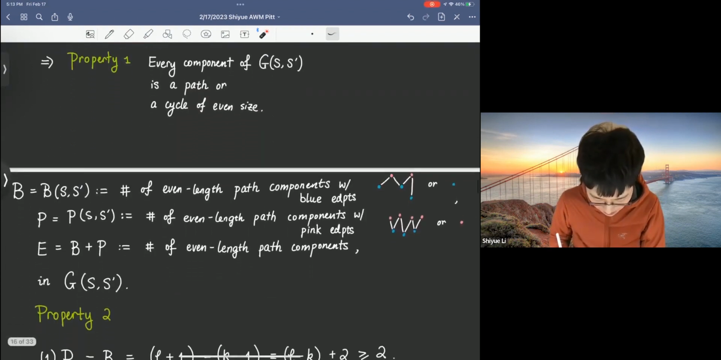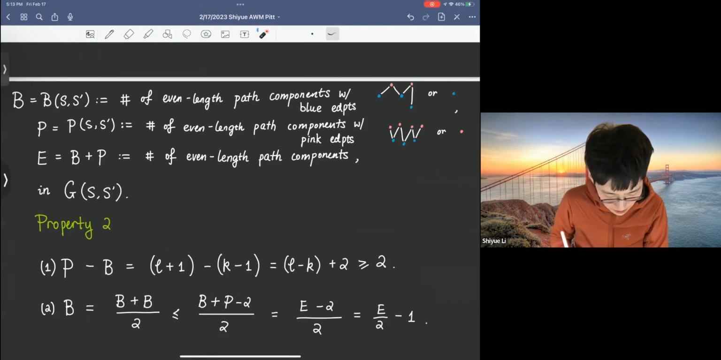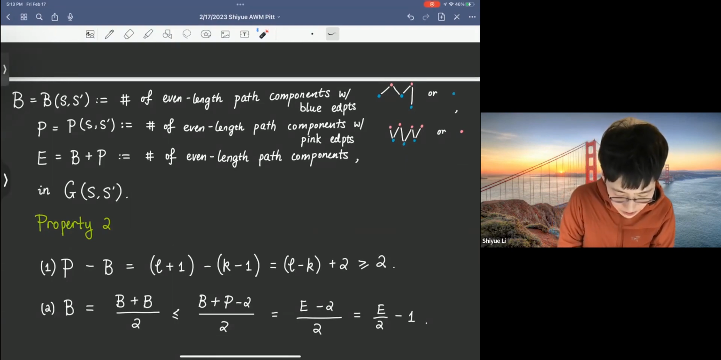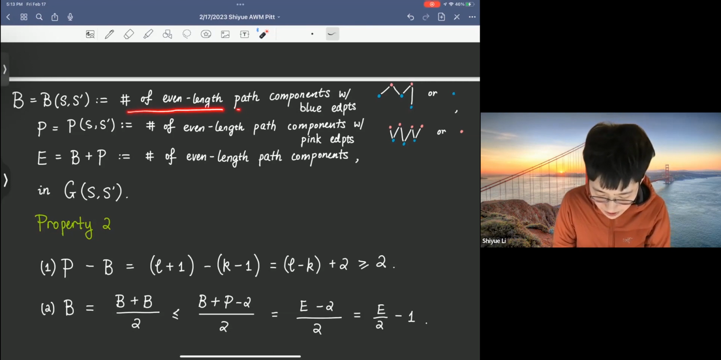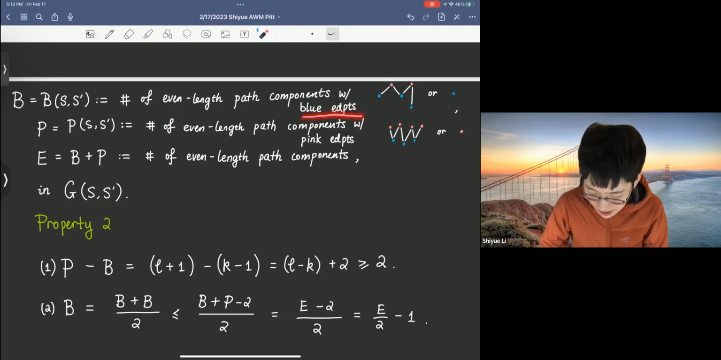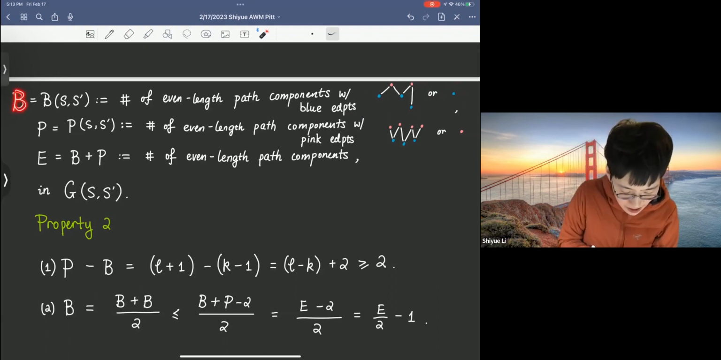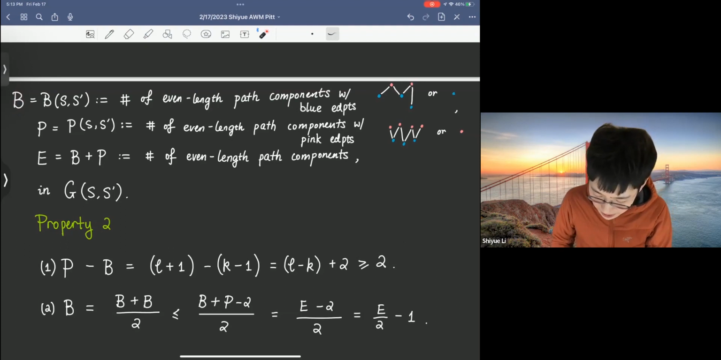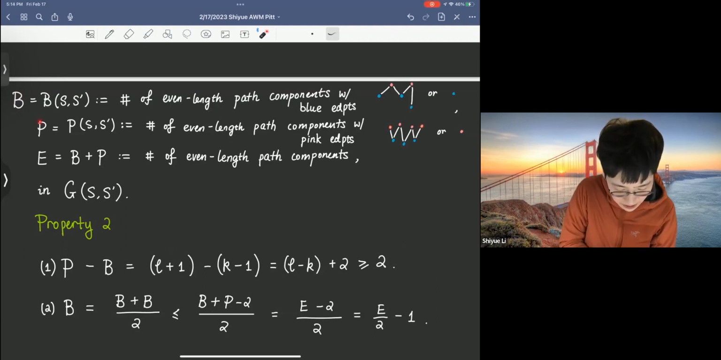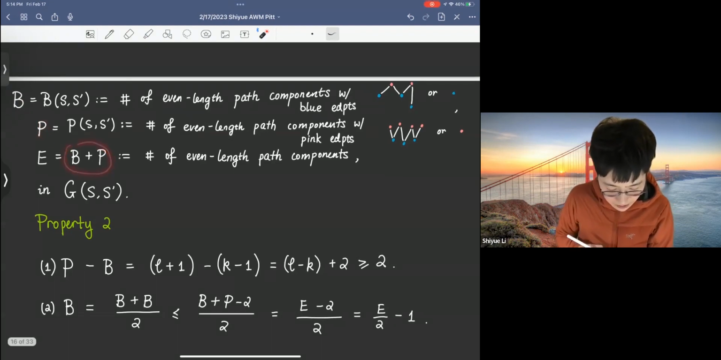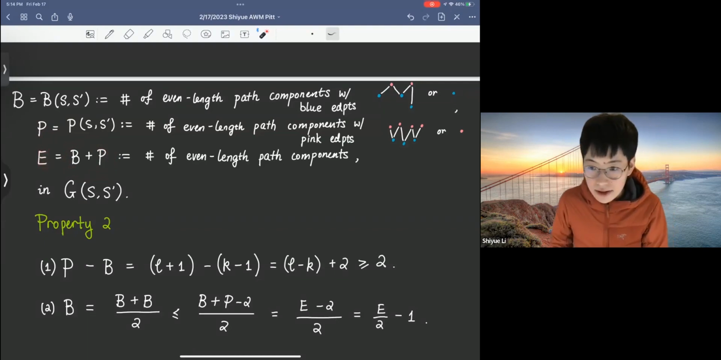Once you have done this, we want to do some combinatorics. Here is how we do this. You count the number of even-length path components in the graph induced by the symmetric difference that have blue endpoints, such as this path or this path. They all have even length. We denote that number as B. You do similar things for the path components with pink endpoints, and you denote that as P. And you also look at the total of these two numbers, and we denote that as E for even.